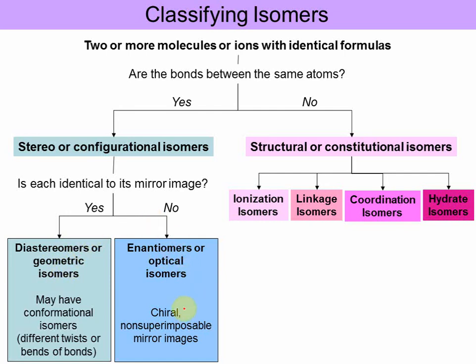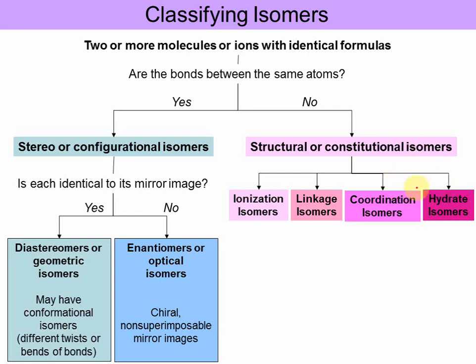But let's say we go back to our original question, and the bonds between the atoms aren't the same. These are then called structural or constitutional isomers. And there's several different types of these constitutional or structural isomers. The first is the ionization isomer. Then there's a linkage isomer. There's also a coordination isomer, and there are also hydrate isomers. And in the next couple of slides, we'll actually go through some of these different types of isomers.